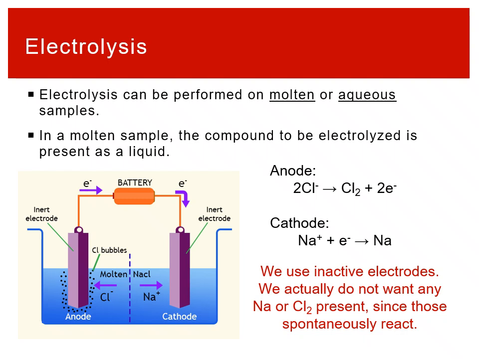So there's two ways you can do electrolysis. You can either do molten or aqueous electrolysis. So we'll start with molten. It is more difficult to do in real life, but easier conceptually. In a molten sample, you basically are electrolyzing a liquid.